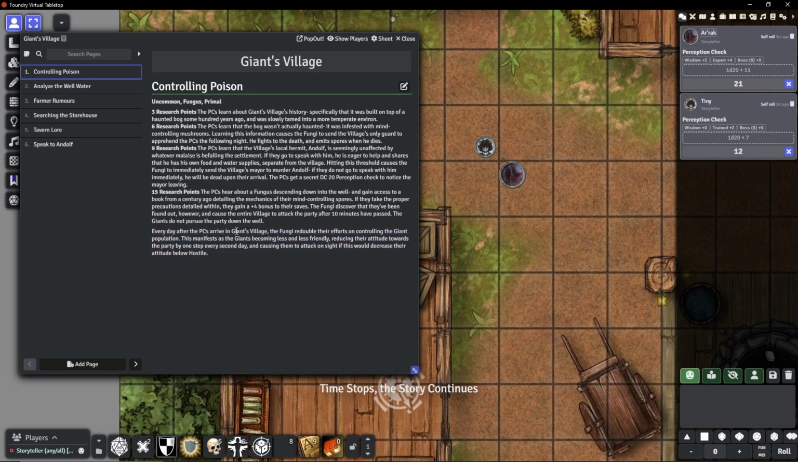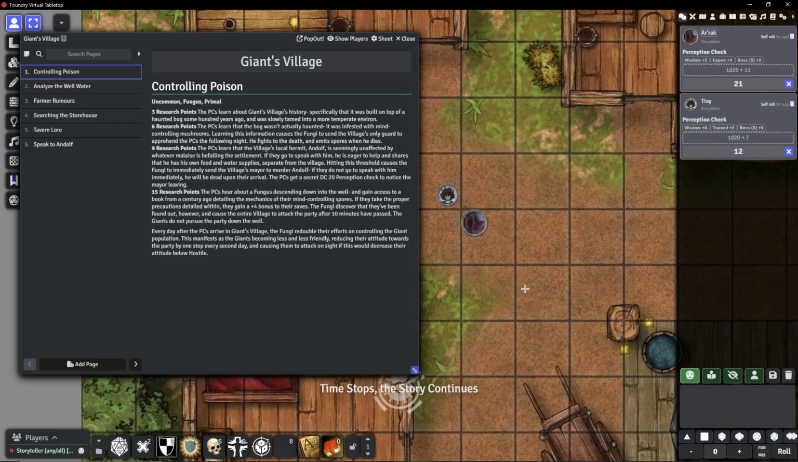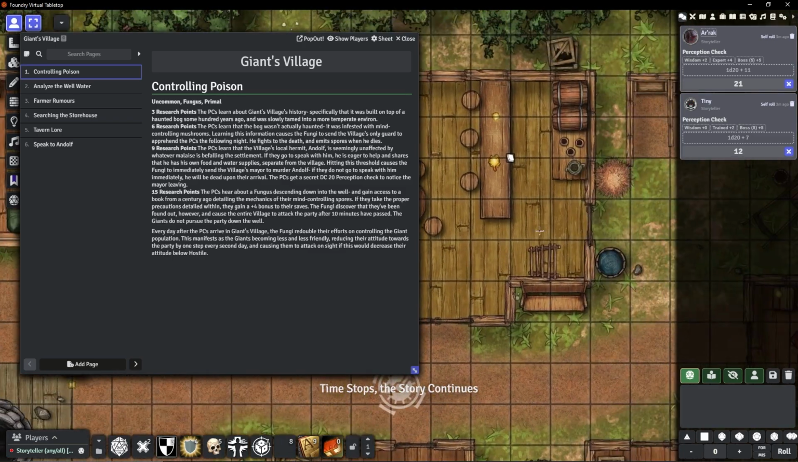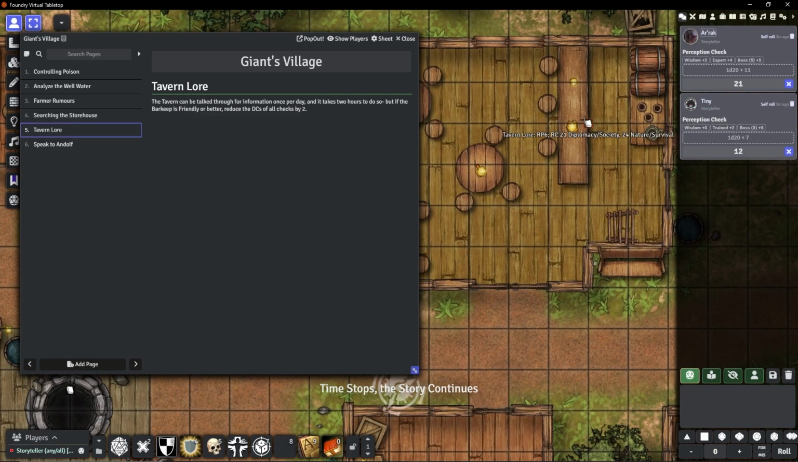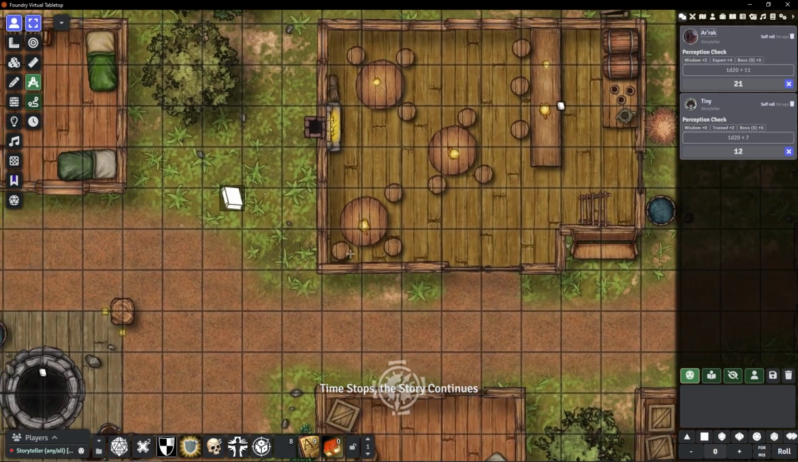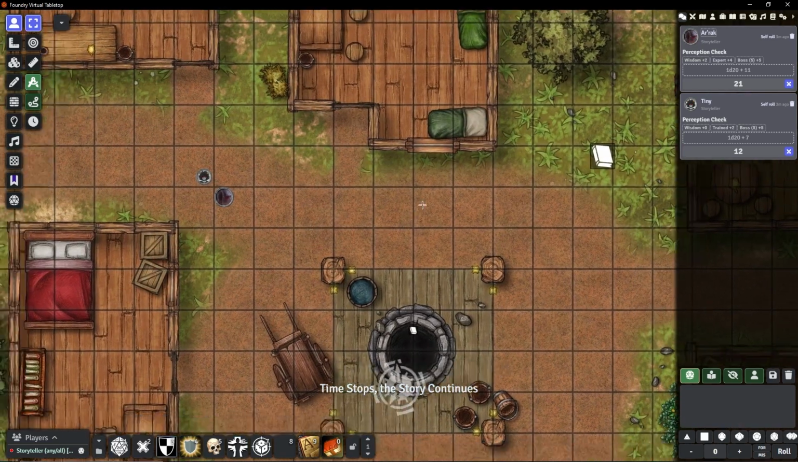Every day after the PCs arrive in Giant's Village, the fungi redouble their efforts on controlling the giant population. This manifests as the giants becoming less and less friendly, reducing their attitude towards the party by 1 step every second day, and causing them to attack on sight if this would decrease their attitude below hostile. So now most of the village is unfriendly to them, and the barkeep perhaps is hostile towards Otterk.